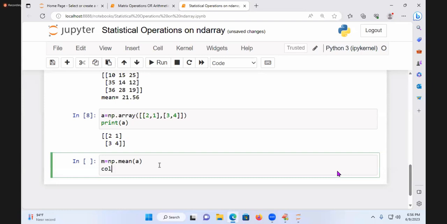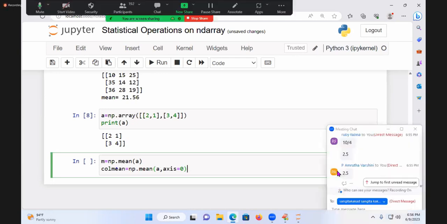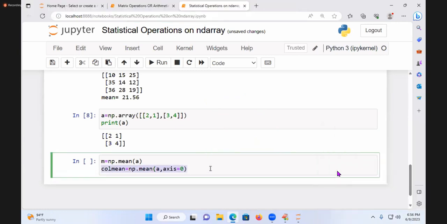Column mean is equal to np.mean of A, axis equal to 0. What is the column mean? Here 2 plus 3 is 5, 5 by 2 is 2.5. 1 plus 4 is 5, 5 by 2, the answer is 2.5. This is called the column mean.